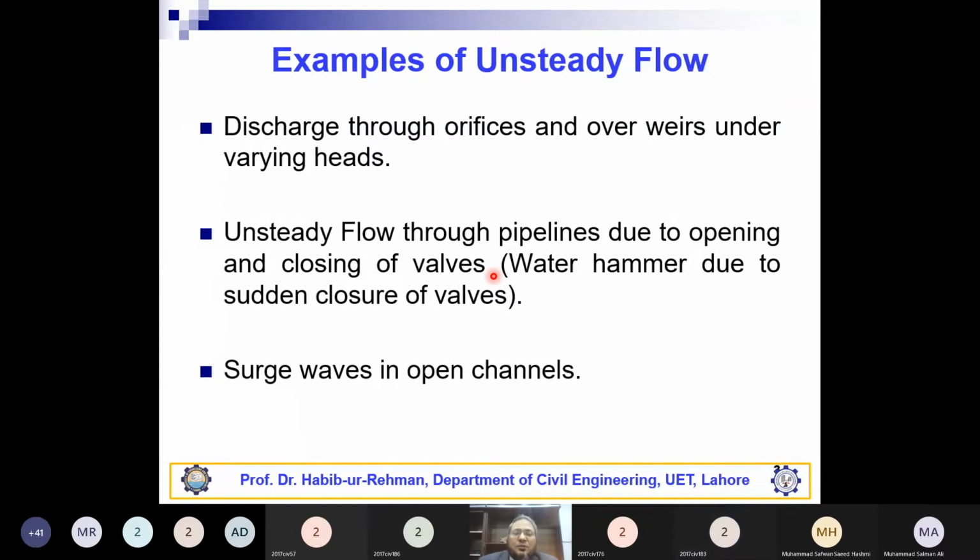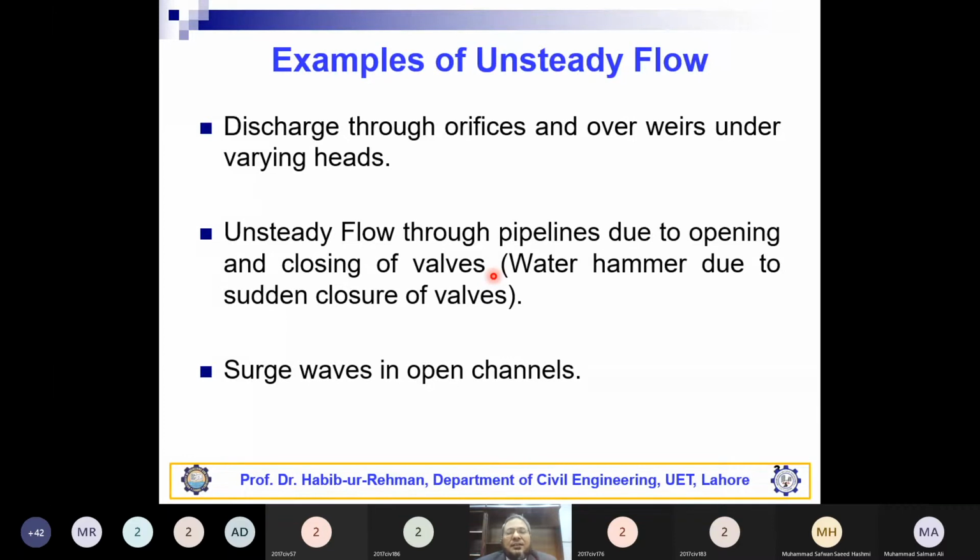So this closing and opening of the valve of a pipeline is a very good example of unsteady flow in pipelines. And what is the practical example? I am not talking only of the water taps we have in houses. A more practical example is in hydropower plants. In hydropower plants, water comes through penstocks under very high pressure, and then it is supplied to the turbine runners.